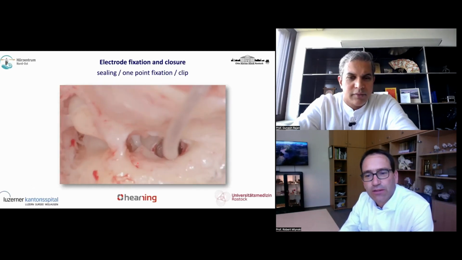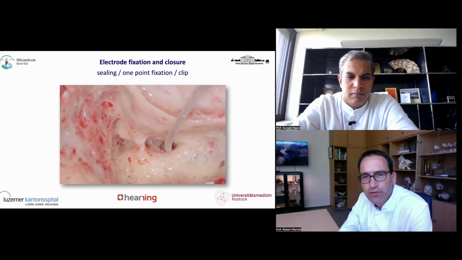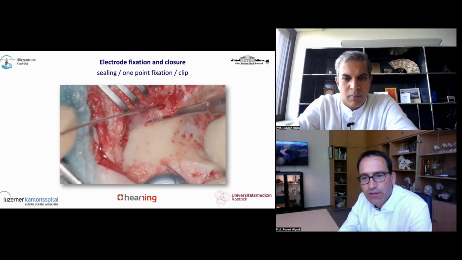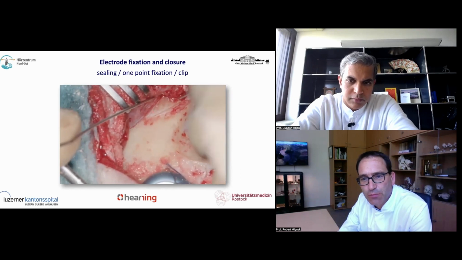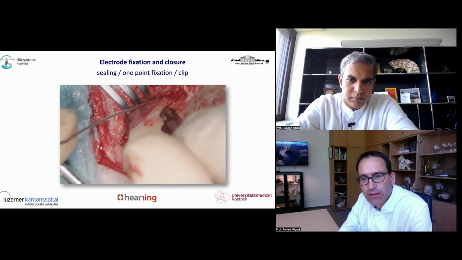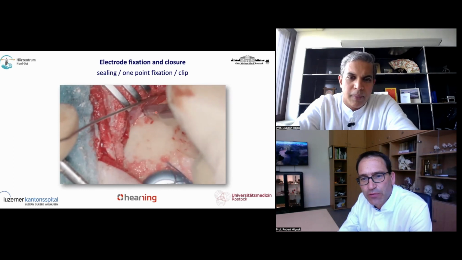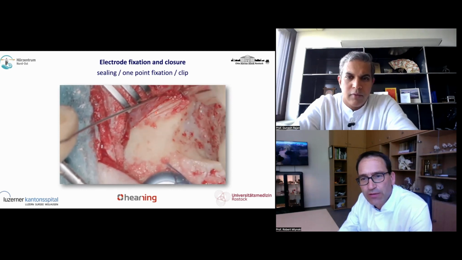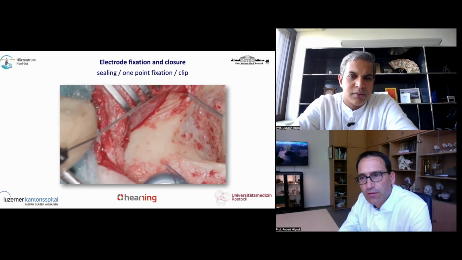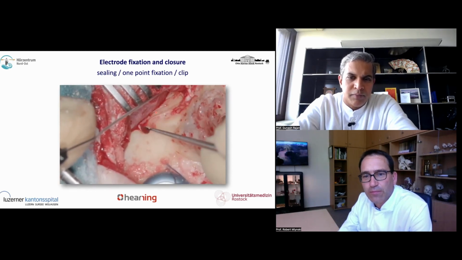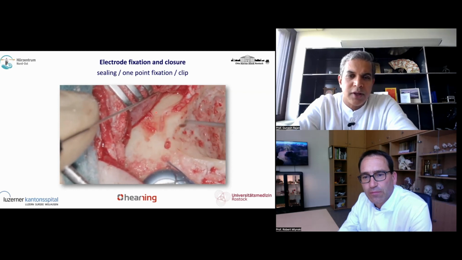All right. So sealing and fixation of the electrode. I think we already started this discussion. I use temporal fascia or periosteum from the temporal bone in order to seal it. Yeah, usually I also use some periosteum or some temporoparietal fascia, something thin, which can really also mold.